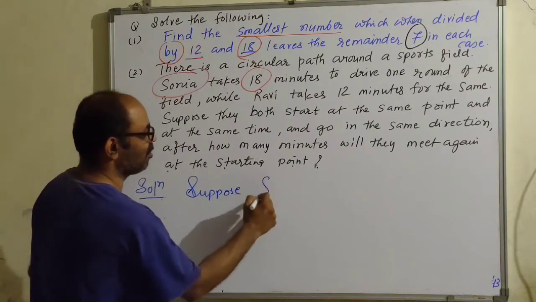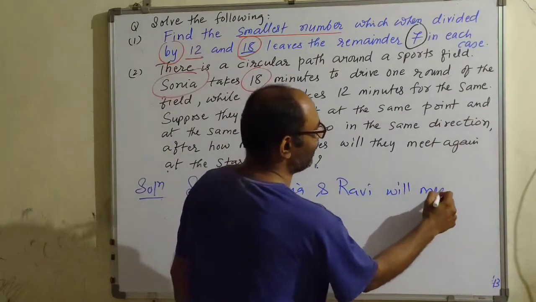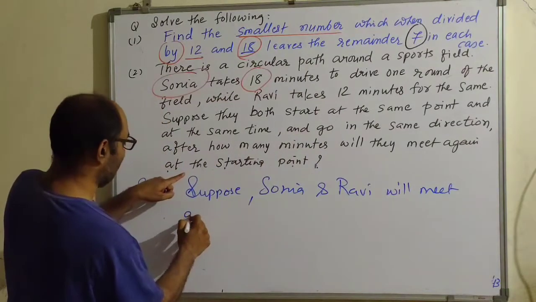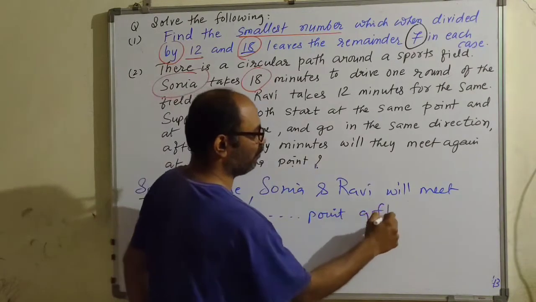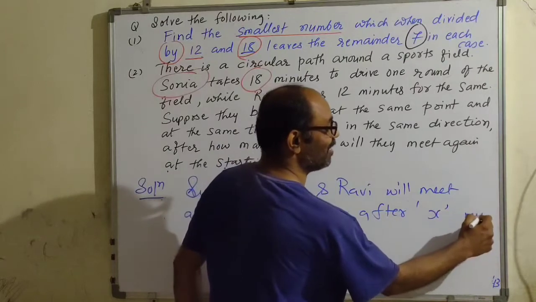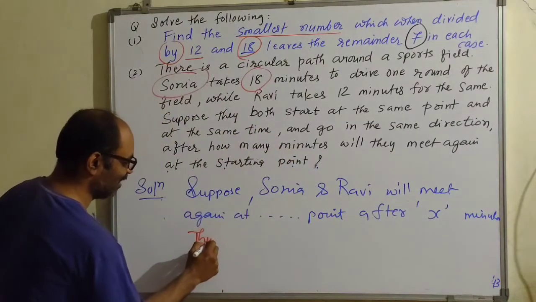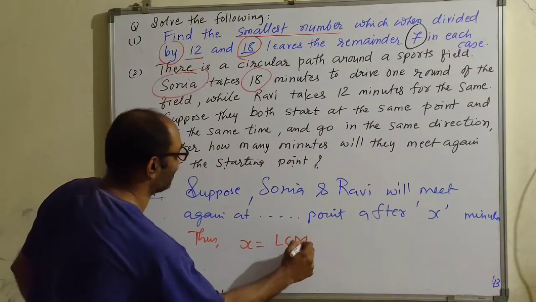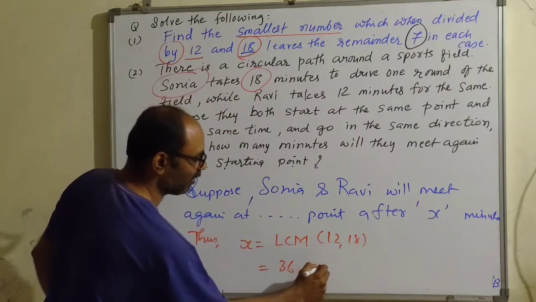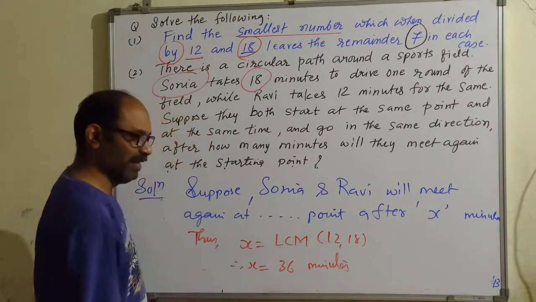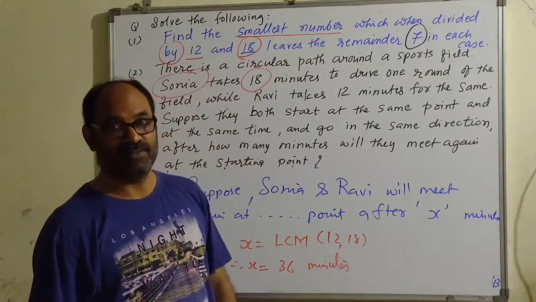Suppose Sonia and Ravi will meet again at the starting point after X minutes. After X minutes. Now you know what X is. Thus, X is equal to the LCM of 12 and 18. And that is 36. So you may write 36 minutes. So what is X? 36 minutes. And what is X? The time after which both will meet for the first time.